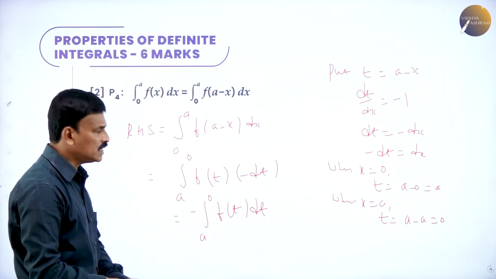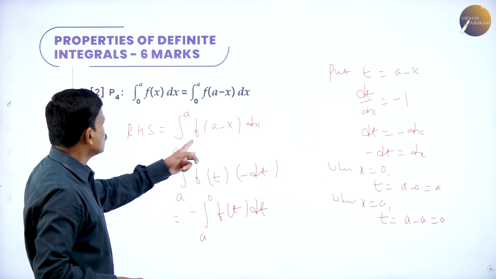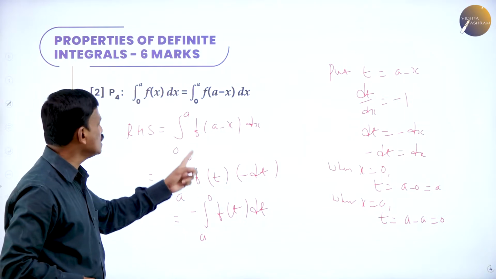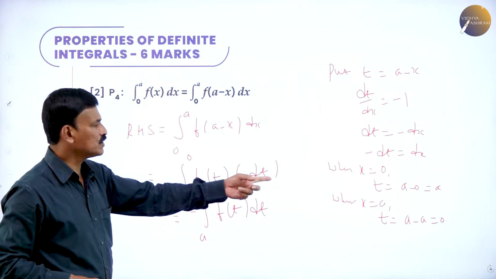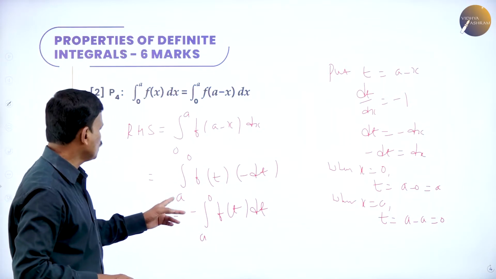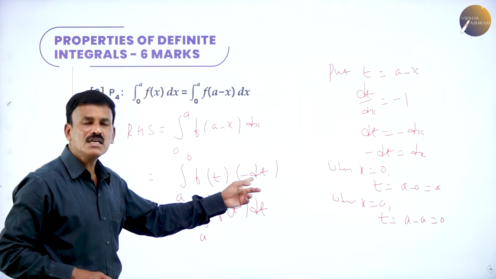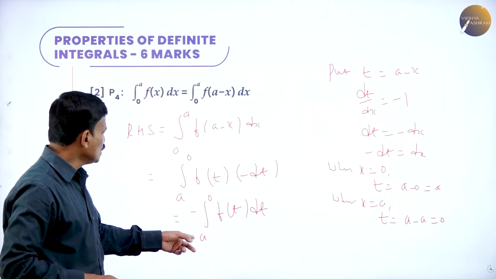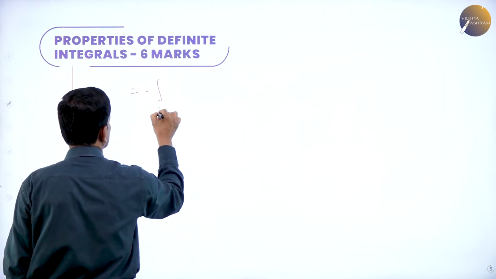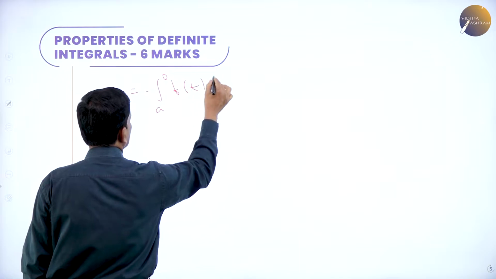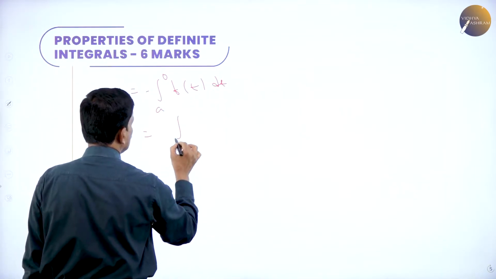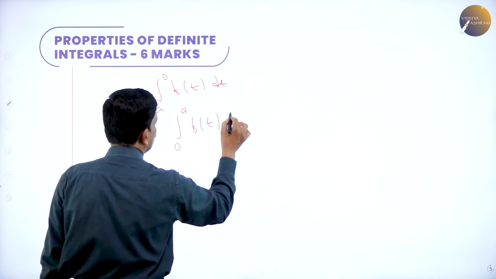Okay, so it is the same type as the previous problem. Put t is equal to a minus x, differentiate it, and you will get dx is equal to minus dt. When x is equal to 0, t is equal to a, and when x is equal to a, t is equal to 0. So the given integral becomes integral a to 0 of f of t times minus dt. We can take the minus out: minus integral a to 0 f of t dt. As we know, if you interchange the limits, a to 0 can be written as 0 to a, f of t dt.